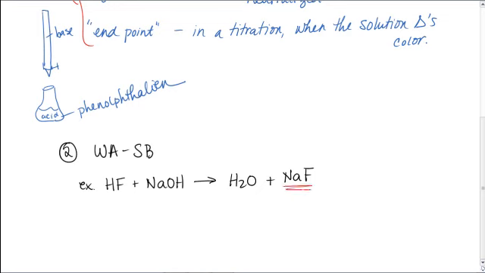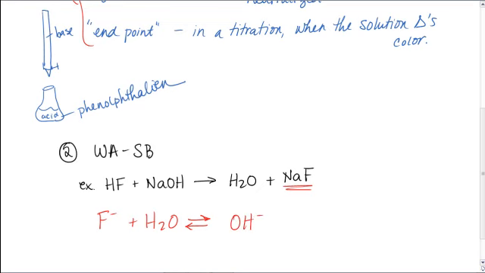Right, because this is not a neutral salt. So when that goes to completion, we still actually have an equilibrium that's going to impact it. In that NaF, we've got F minus, and that F minus is going to react with water. Now this one is equilibrium. What are the products of that?